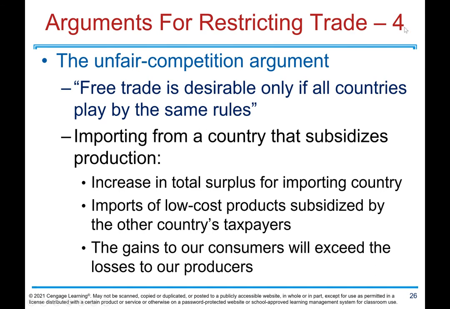Argument for restricting trade: the unfair competition argument. Free trade is desirable only if all countries play by the same rules. Importing from a country that subsidizes production increases total surplus for the importing country. Imports of low cost products are subsidized by the other country's taxpayers. The gains to our consumers will exceed the losses to our producers.